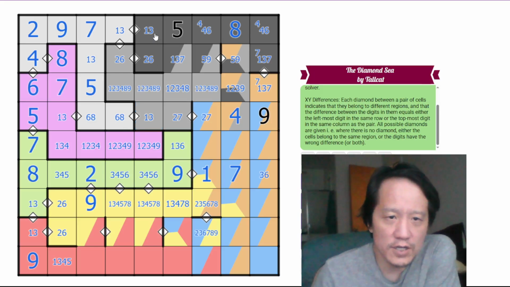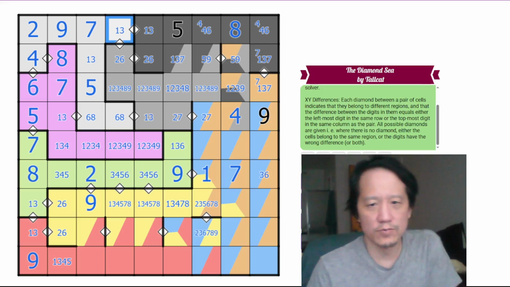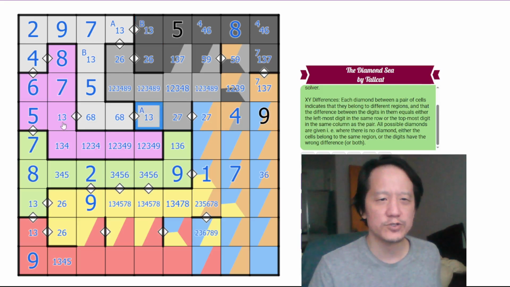So this digit cannot be that one. It must be the same as this one. So we're going to mark that as an A. This is B. This must then be B. This has to be A, which makes this B.